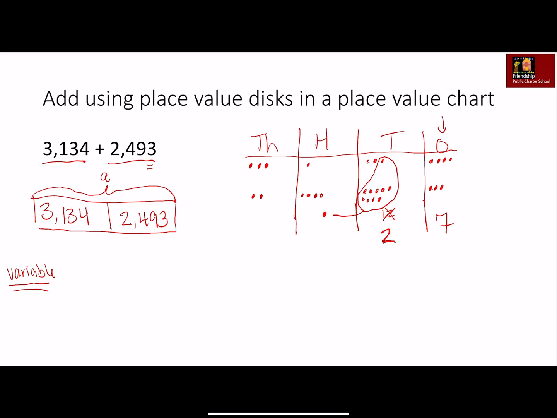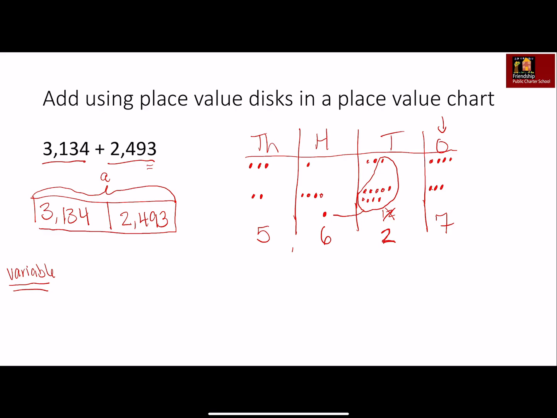I now go to my hundreds place. I have 100 plus 400 is 500, plus one more 100 that we got from the tens place. That's 600, so I put a 6 down in the hundreds place. I move to my thousands place and say 3,000 plus 2,000 is 5,000. So my sum, or my total, or my whole is 5,627.